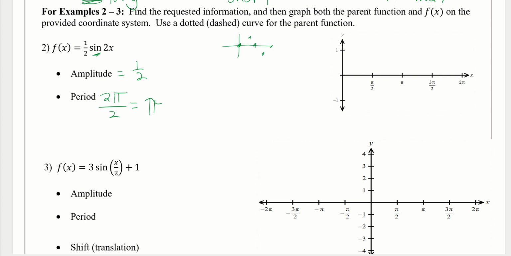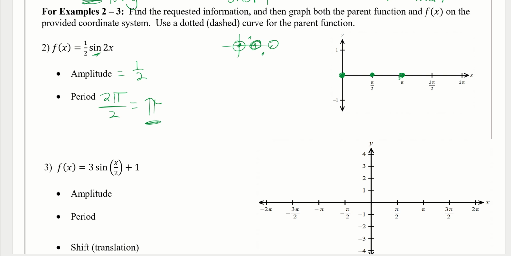What I like to do personally is get these first 2 points on the outsides first. I know I'm going to start at 0, at least for sine, and I'm going to end 1 period later, which is right there, pi. Now, my next point is going to be right in the middle of the two. That one's also on the midline. So what's in between 0 and pi? Well, it's pi over 2. So those are the 3 there.